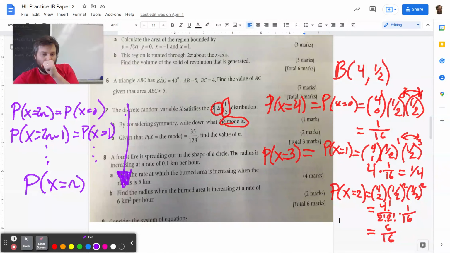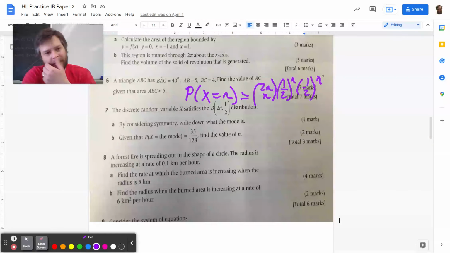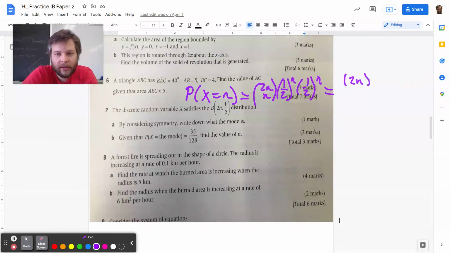So then to answer the second part here, the probability that x equals n, let me clear my screen. The probability that x is equal to n is going to be 2n choose n times 1/2 to the n times 1/2 to the n. And initially, when I was doing this, I thought I'd be able to solve that analytically. And here's how far I got. 2n factorial over 2n minus n factorial, and then we can have 1 over 4 to the n.